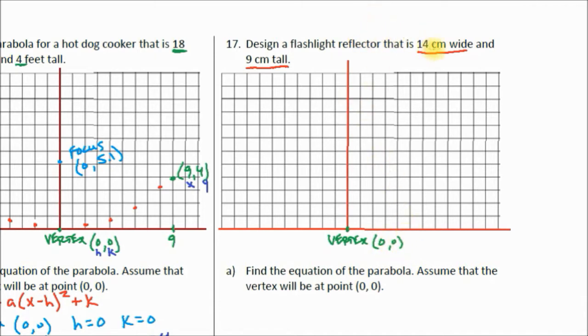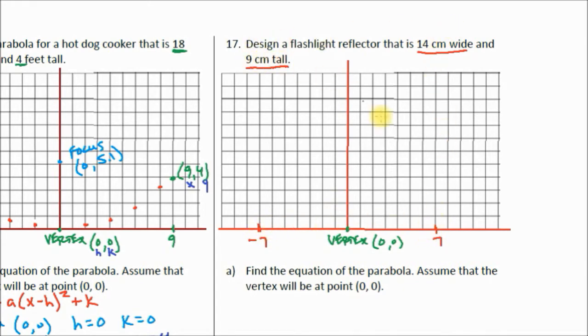Since our flashlight reflector is going to be 14 centimeters wide, we're going to go 7 units to the right. 1, 2, 3, 4, 5, 6, 7. That's half of 14. And 1, 2, 3, 4, 5, 6, 7. That's negative 7. That means the distance between these two marks is 14 centimeters.